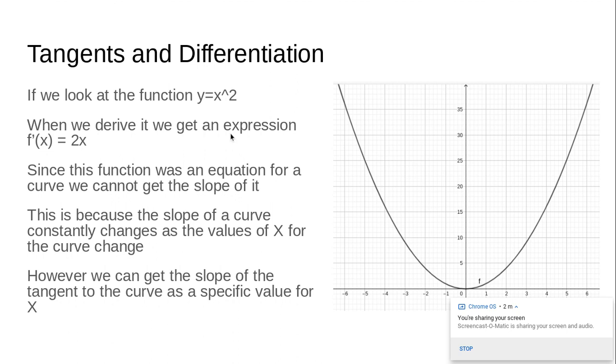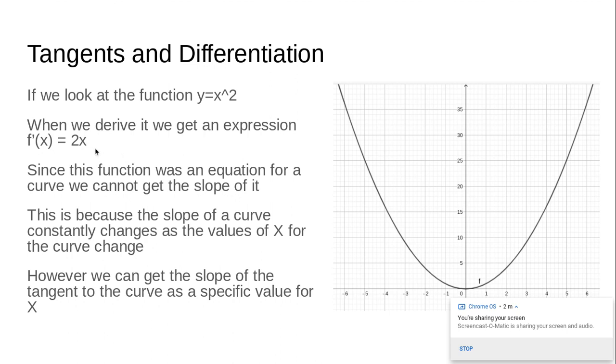When we derive this, we get an expression, I'm using my f'(x) notation, 2x. Now, if we look back at the previous video, how do we do that? Well, if I have y equals x squared, the power comes to the front to multiply, and we subtract 1 from our power. So 2 minus 1 is 1. So this now is 2 times x to the power of 1, or just 2x. So this is our first derivative, that term I just used a moment ago.